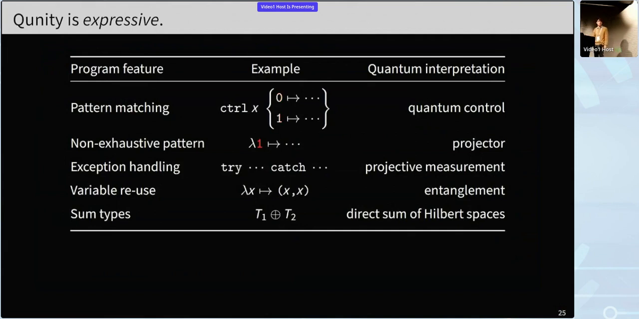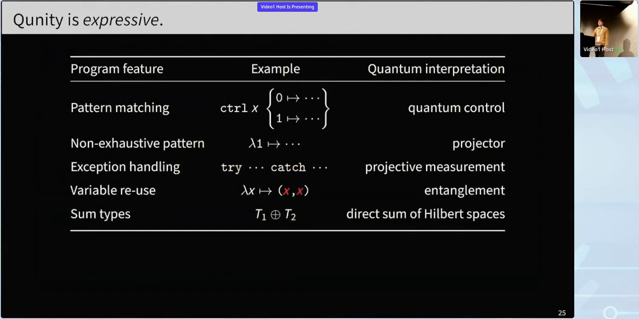We also allow for non-exhaustive patterns, which are a kind of quantum assertion, or as physicists would describe it, a projector. We're able to couch these assertions as a kind of exception handling syntax, and that is something that physicists would describe as a projective measurement.